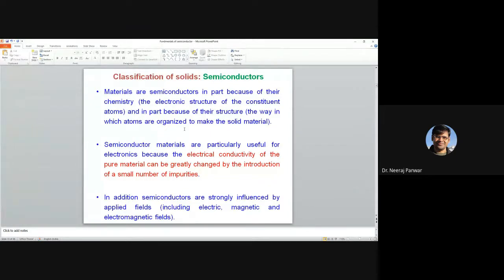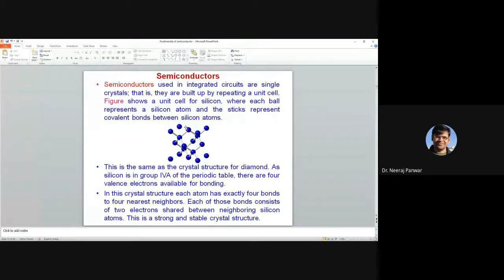So as I told you, semiconductor materials are very useful for electronic devices because their electrical conductivity can be greatly influenced by the introduction of a small number of impurities. And not only that, their conductivity can be influenced by the application of either an electric field or magnetic field, or light or temperature. There are several perturbations that can be applied to semiconductors to change their electrical behavior.